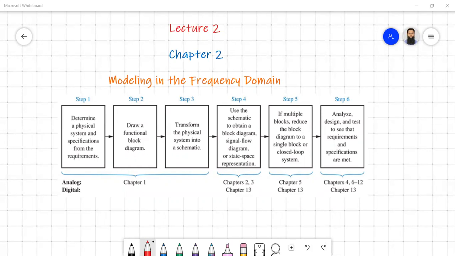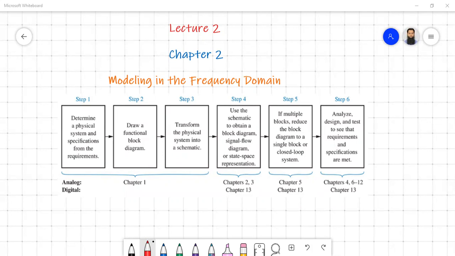So this is lecture 2 of the Control System Engineering 1 course. This is based on chapter 2, Modeling in the Frequency Domain. Actually, we'll start from whatever we were learning in the last class.